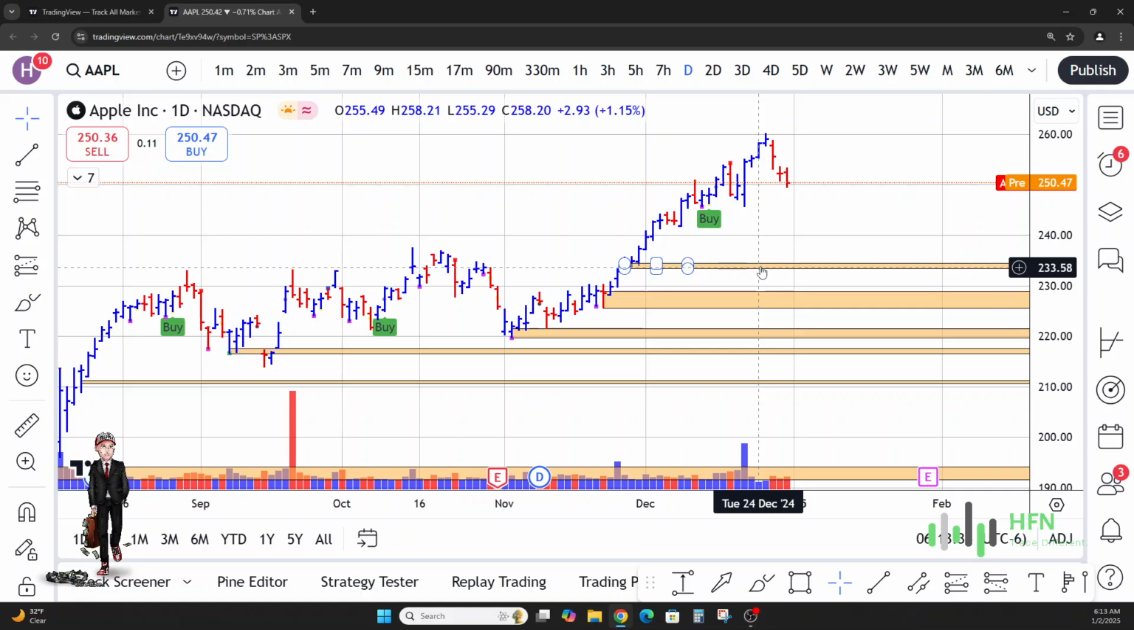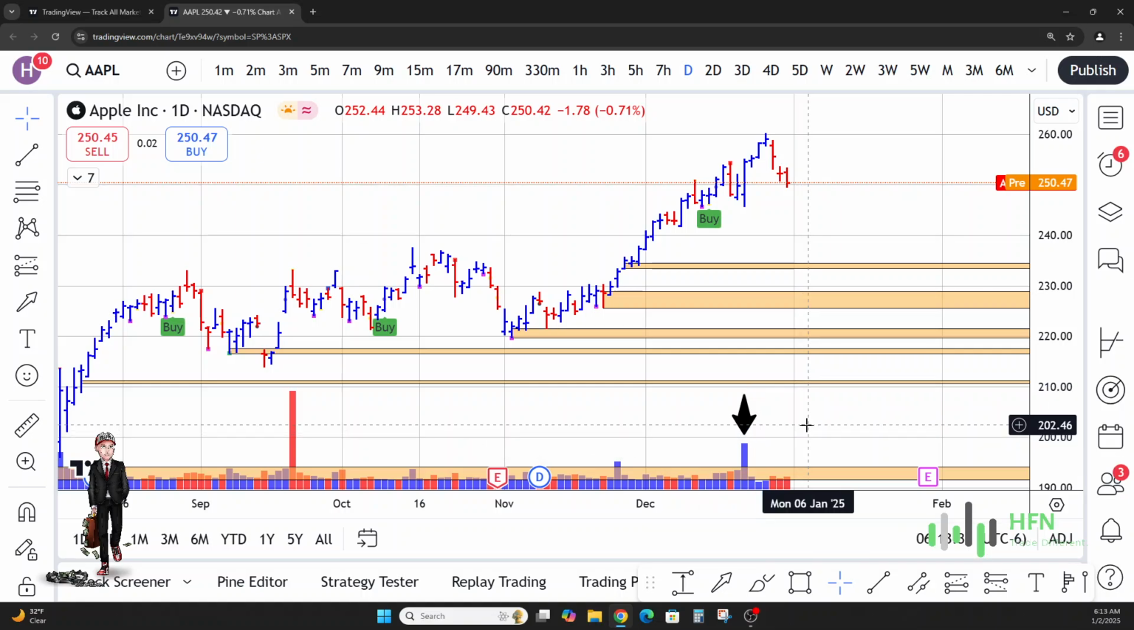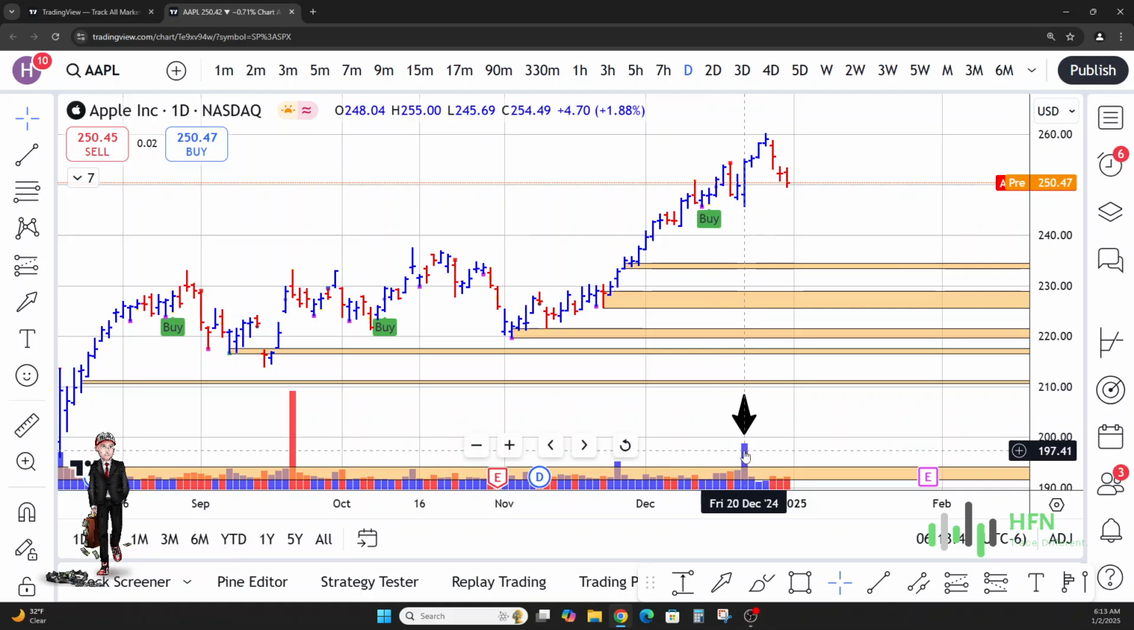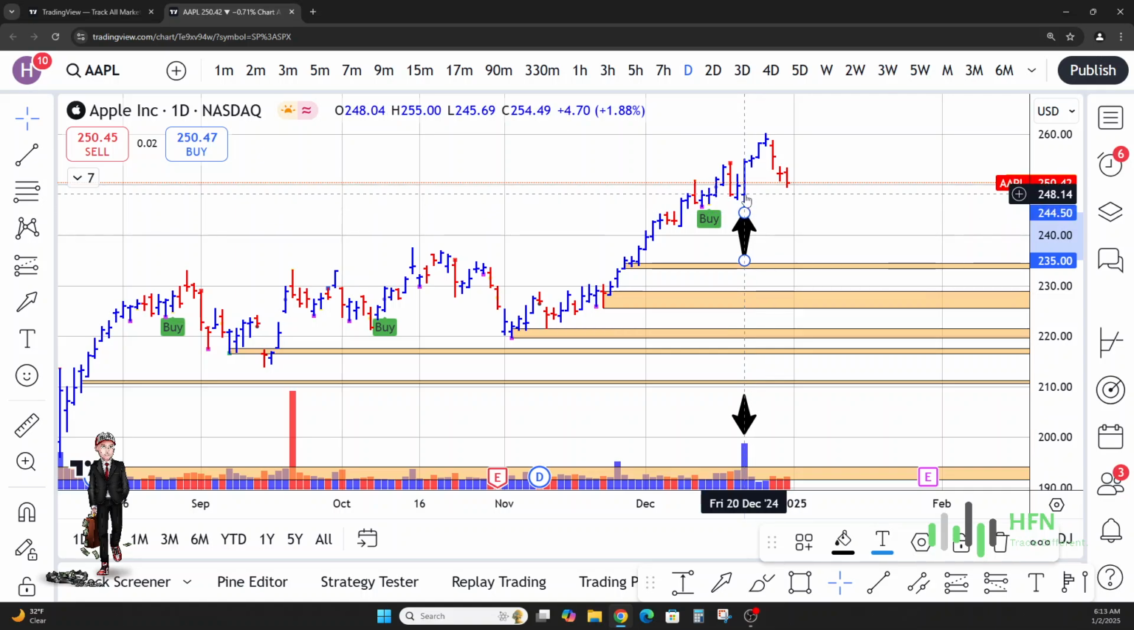Okay, so the first thing I want you all to see on this chart for Apple is this volume bar right there. A lot of volume came through on December the 20th. Now when you combine it with the price bar, the market in Apple on the day closed at the high of the bar, up 1.88%.